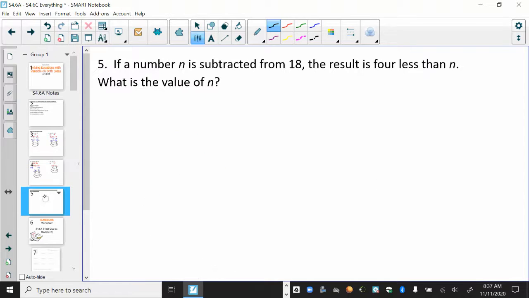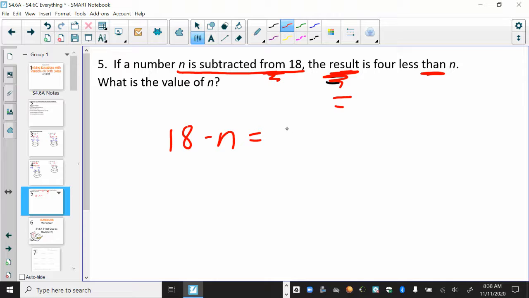All right. Last one is a word problem. If a number n is subtracted from 18, the result, hey, that's our equal sign, is 4 less than n. What is the value n? Well, let's write this out. So I know if n is subtracted from 18, subtracted from is a flip word here. So we're going to do 18 minus n equals results, the word equals, is 4 less than n. Than is a flip word, so n minus 4.